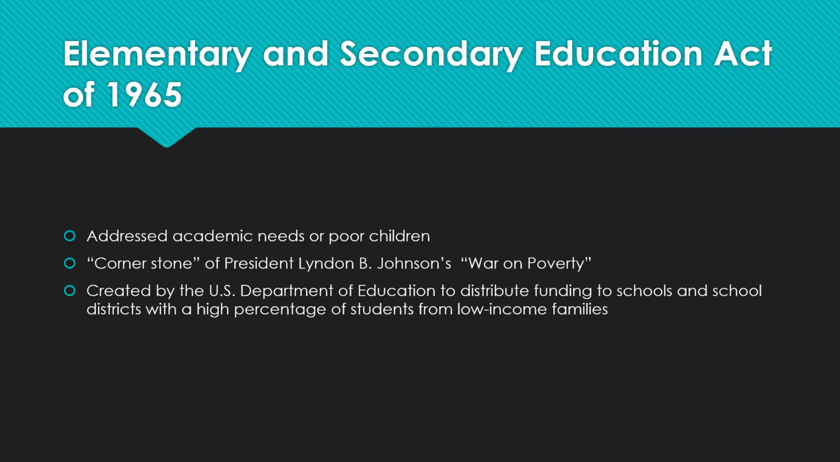And next we have the Elementary and Secondary Education Act of 1965. What this did is it addressed the academic needs of poor children. This was called the quote-unquote cornerstone of President Lyndon B. Johnson's War on Poverty. This was also created by the U.S. Department of Education to distribute funding to schools in school districts with a high percentage of students from low-income families. So Title I schools, basically.